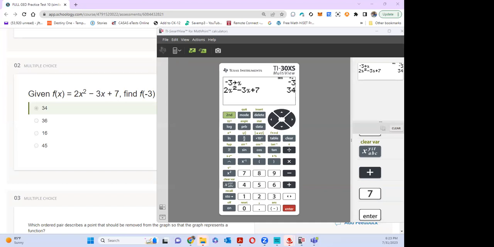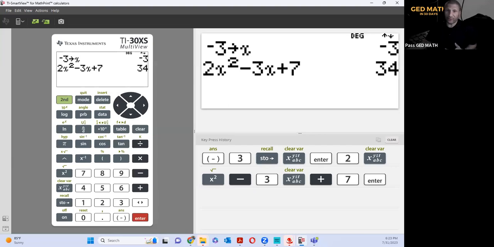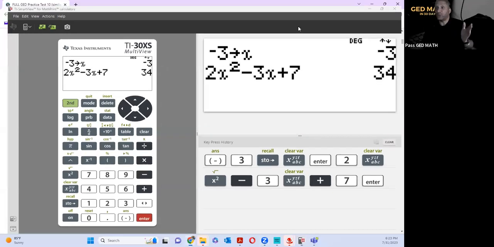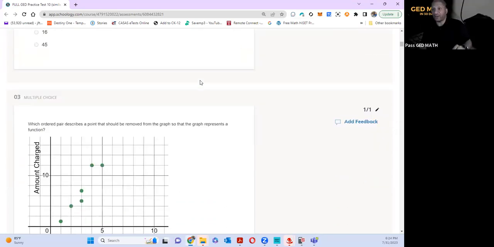So, again, I would do it by hand while you're preparing for your exam. I would do everything by hand. That way you can have a conceptual understanding of how to do each problem. But the second thing I would do is then use the calculator, because on your test, you want to be as fast and accurate as possible.